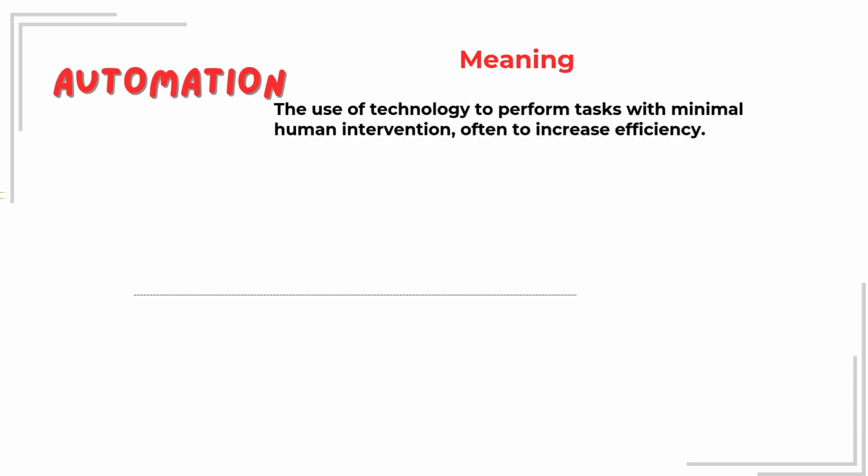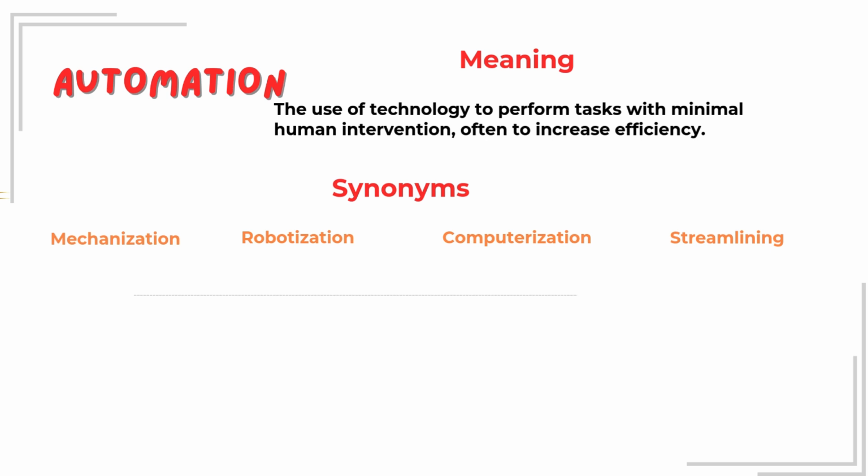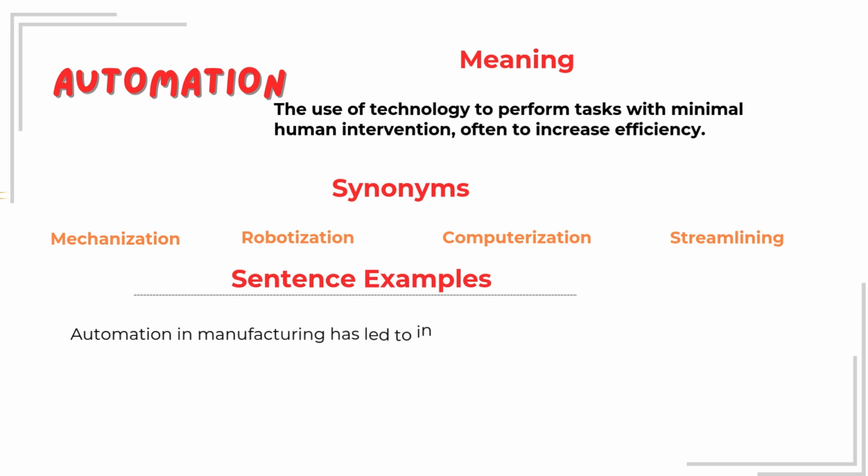Automation. The use of technology to perform tasks with minimal human intervention, often to increase efficiency. Mechanization. Robotization. Computerization. Streamlining. Automation in manufacturing has led to increased productivity and reduced costs.